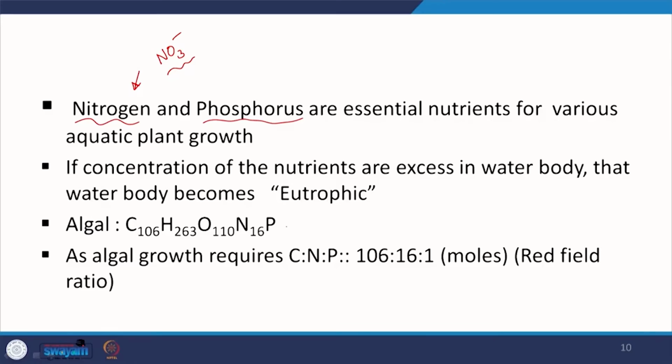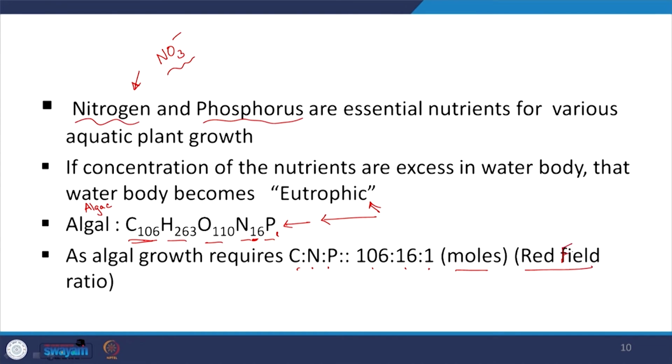For example, we talked about algae and eutrophication, and in that context we talked about algae. So, a typical formula, let us say, to represent algae is C, H, O, N and P, and these are the ratios of the relevant elements here, right. And as you see, the ratio of carbon, nitrogen, phosphorus is 106 to 16 to 1, molar ratio obviously, right, 106, 16 to 1. So, this is also the Redfield ratio, if you see that.